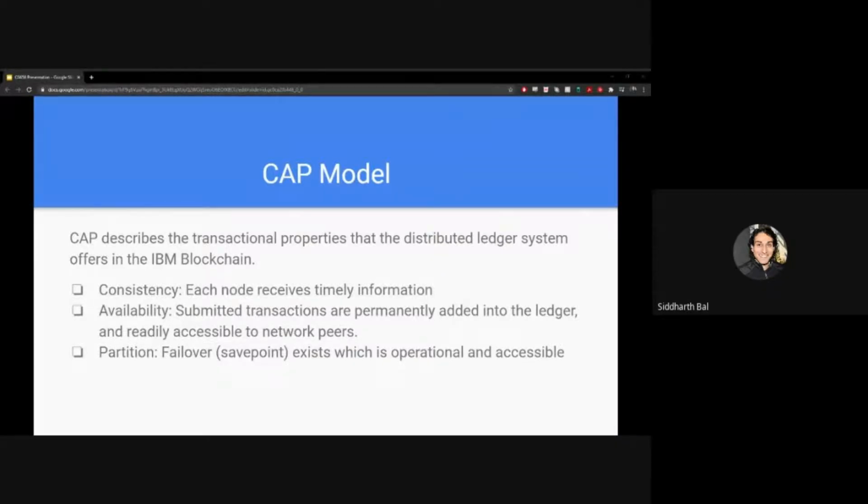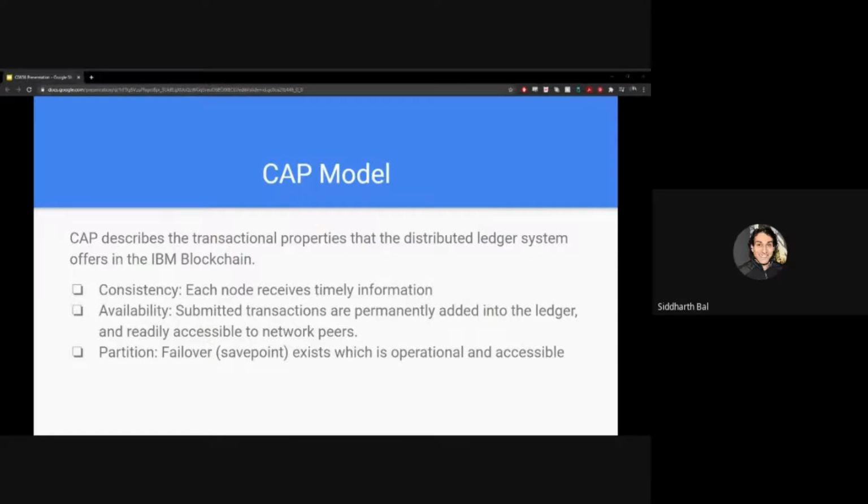To understand security considerations from an IBM blockchain standpoint, it is especially helpful to understand the CAP model. The CAP model specifically applies to a distributed system, a system composed of many nodes that are interconnected on a peer-to-peer network, which explains what the IBM blockchain is. There are three core underlying principles that inform the types of actions the distributed ledger is structured to handle: 1, consistency, 2, availability, and 3, partition tolerance.